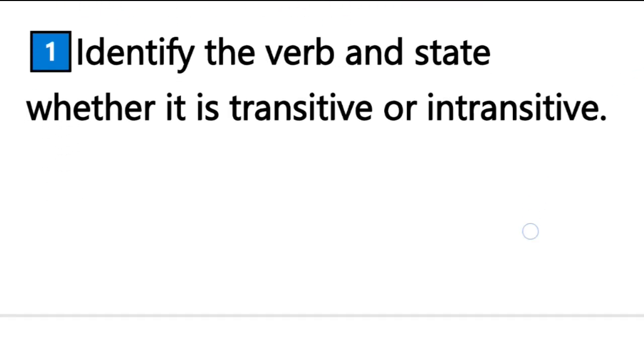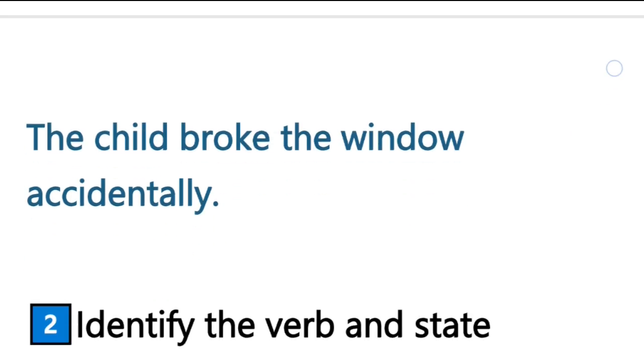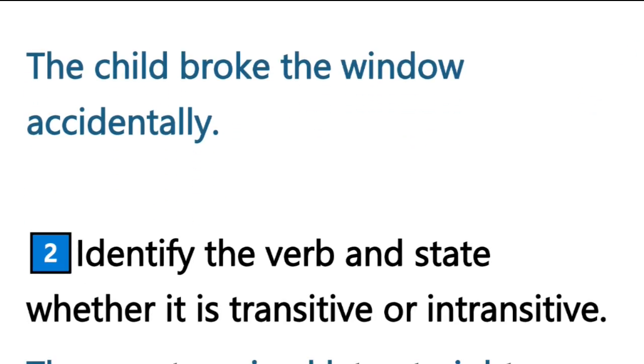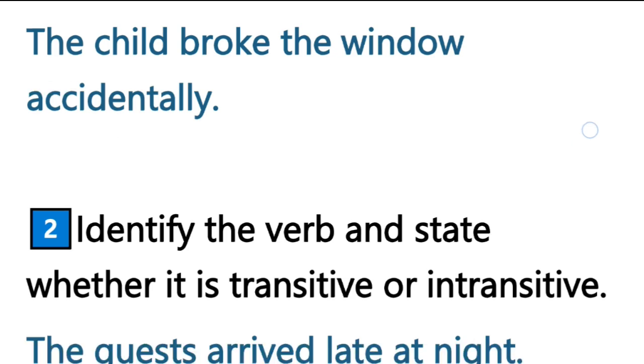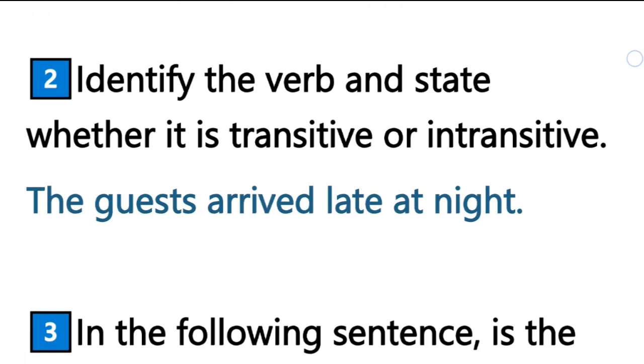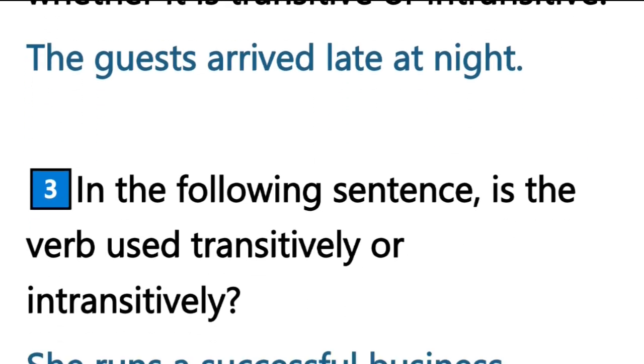Question number 1 says identify the verb and state whether it is transitive or intransitive. The statement is, the child broke the window accidentally. Let's talk about question number 2, which says, identify the verb and state whether it is transitive or intransitive. The guest arrived late at night.